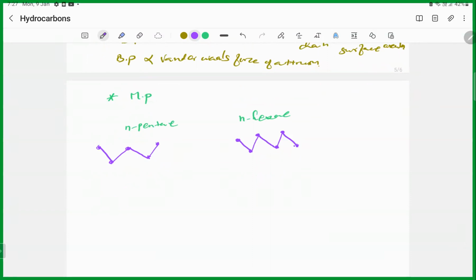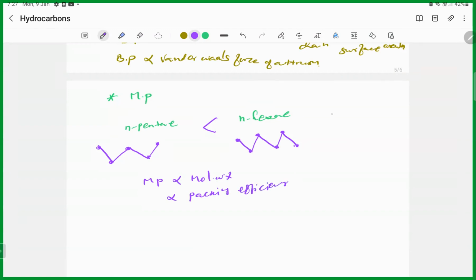So the melting point of an even number of carbons is higher than that of an odd number of carbon atoms. So 1, 2, 3, 4, 5 and 1, 2, 3, 4, 5, 6; it will have the higher one. The unbranched alkane containing an even number of carbon atoms has a higher melting point than the one containing an odd number of carbon atoms. The melting point is directly proportional to the molecular weight, and also to packing efficiency.